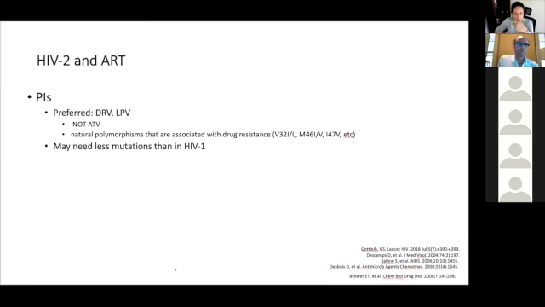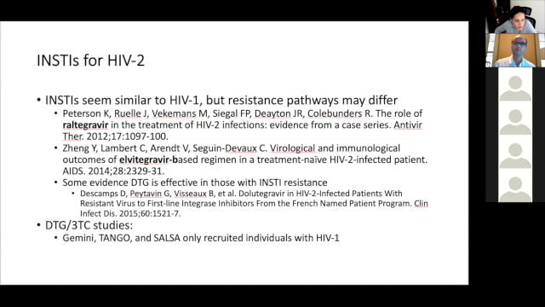In terms of protease inhibitors, there have been several studies that have looked at efficacy here. Essentially, of the protease inhibitors that we may use nowadays, even though I don't think many of us are using lopinavir, really darunavir and lopinavir would be the preferred protease inhibitors. Atazanavir appears to have less activity than darunavir. This is partially because HIV2 has some natural polymorphisms, again, that are associated with PI drug resistance. And it's also suggested that you may need fewer mutations to get PI resistance in HIV2 compared to HIV1. And Matthew's going to talk a little bit about integrase inhibitors.